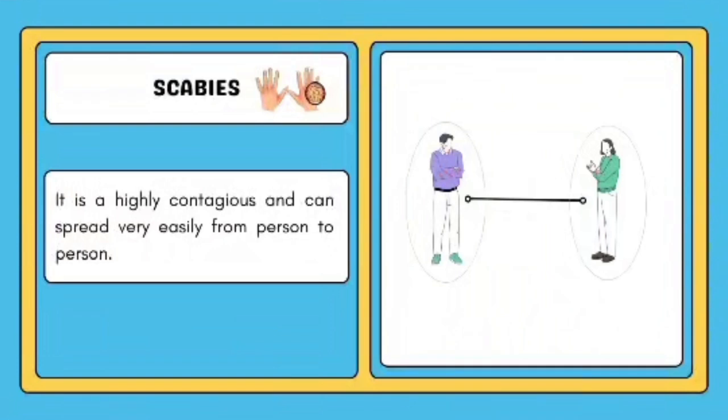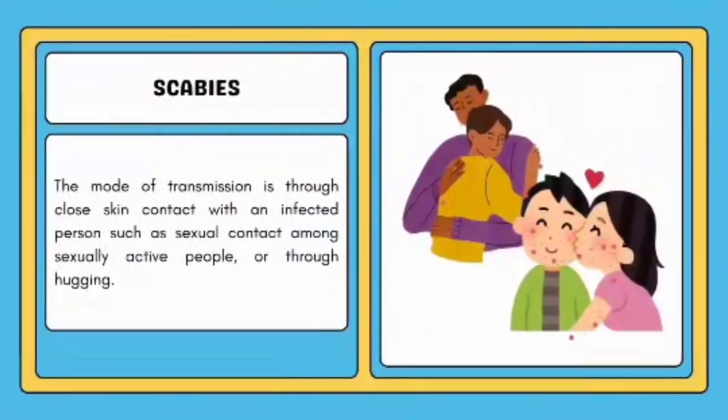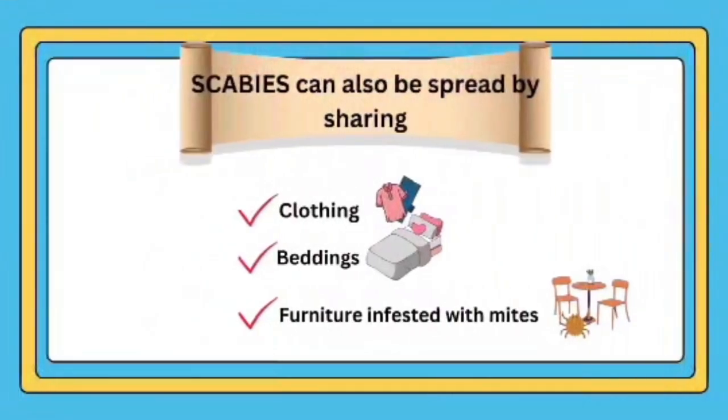It is highly contagious and can spread very easily from person to person. The mode of transmission is through close skin contact with an infected person, such as sexual contact among sexually active people, or through hugging. Scabies can also be spread by sharing clothing, bedding, and furniture infested with mites.